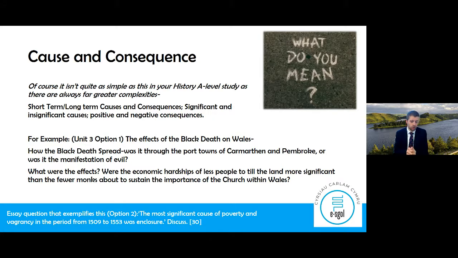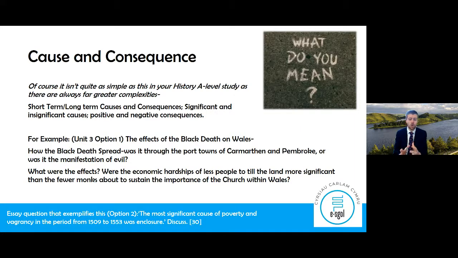And then in terms of the consequences, the effects of the Black Death, well, were the economic hardships of fewer people to till the land more or less significant than the fewer monks that were about to sustain the importance of the church within Wales? Things you'd have come across if you were doing option 1.